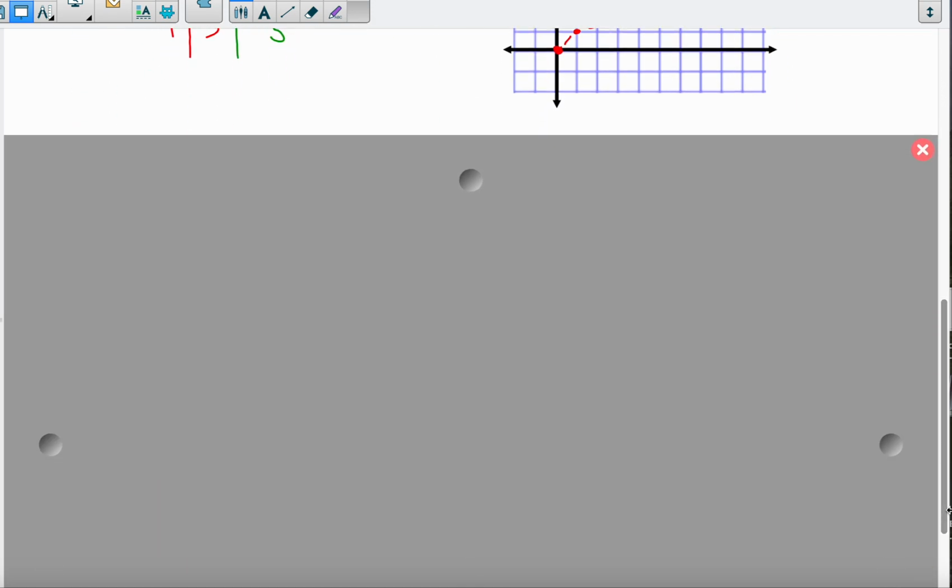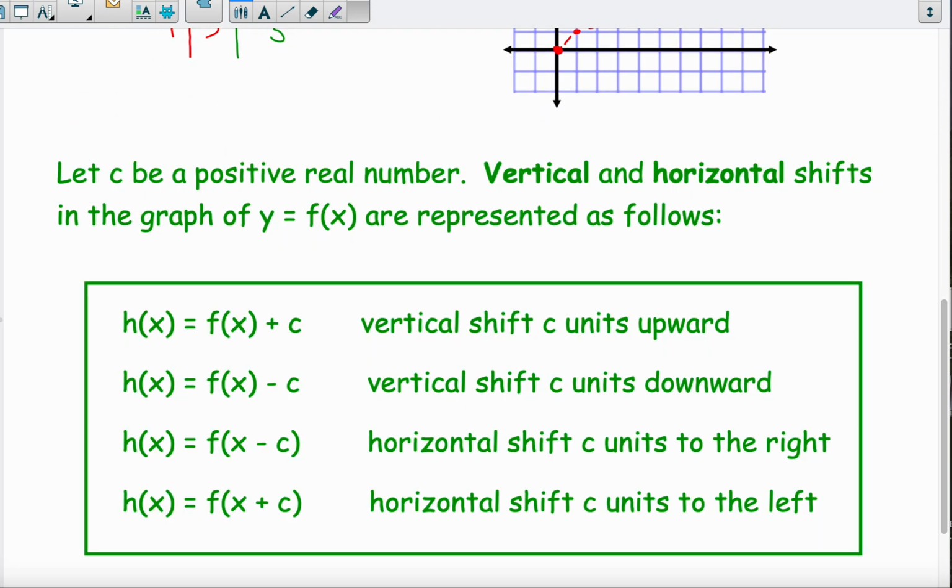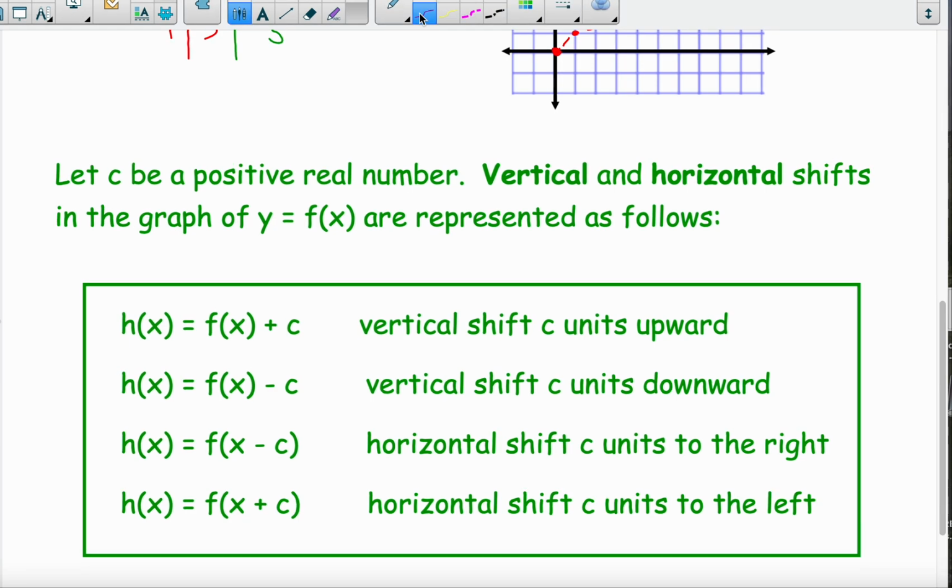So let's summarize what we've found out from this. If c is a positive real number, and I have my parent function y equal f of x, then if my new function is the original function plus a constant, that's just going to shift everything upward that many units, c units. So that was this example here. Plus 2 just moved everything up 2. My output column, I added 2 to it. So that shifts everything upwards vertically.